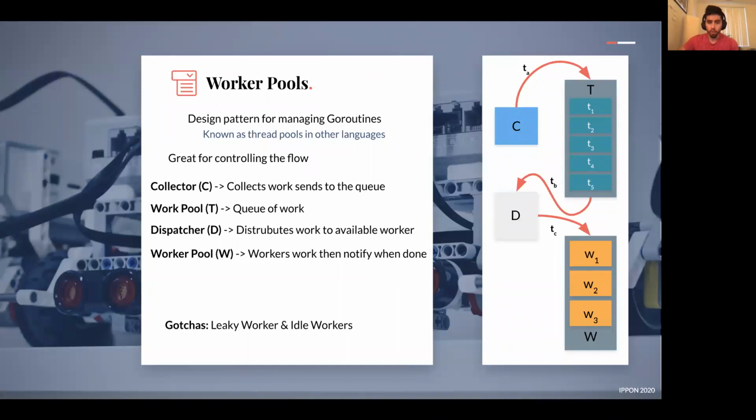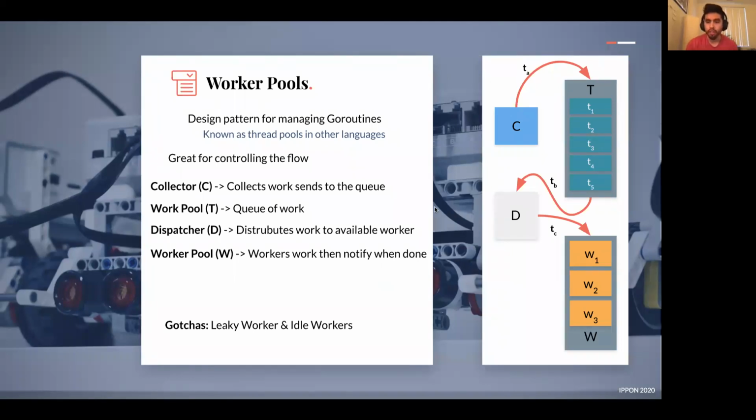And then we have worker pools. You could think of them as a design pattern for handling Go routines and channels. And there's really only four main parts to this. There's a collector, something that accepts some sort of request, turns it into a piece of work, and then stores it in a queue. An actual queue or pool of work. A dispatcher that distributes this work to the first available worker, and then just a pool of workers.